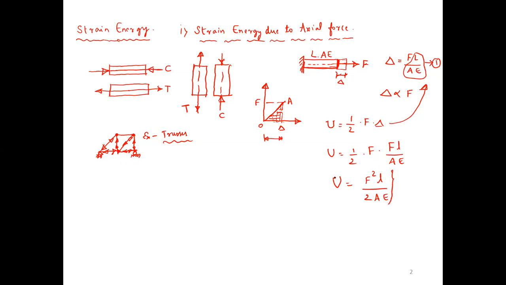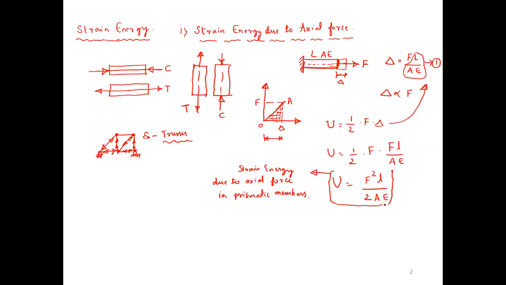This is very, very important. This is the equation for strain energy in any prismatic bar or member subjected to axial pull or axial force. U equals F square L by 2AE is the strain energy due to axial force in prismatic members.